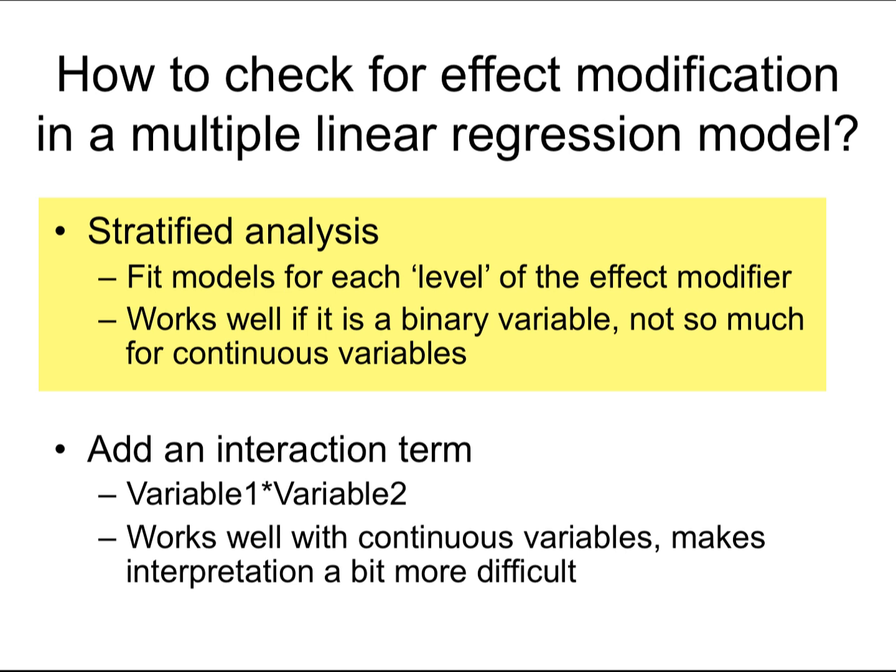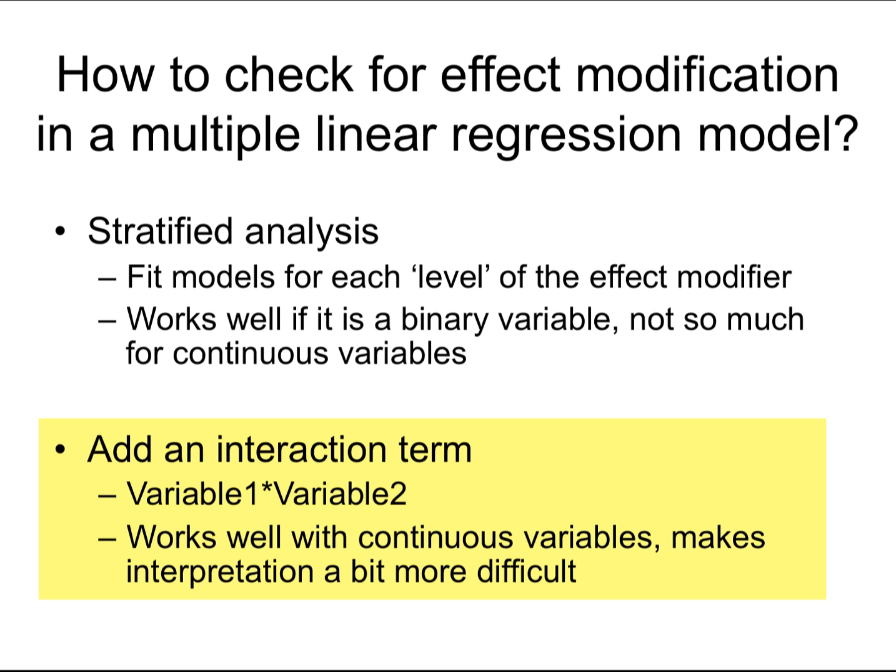So if you're wondering if age was an effect modifier, and you had a sample whose age ranged from 1 to 60 years old, you'd have to fit 60 models. Or you could categorize your continuous variable in some way. The second option is to add an interaction term to your model. This means that in addition to having variable 1 and variable 2 in your model, you also include an interaction term, so variable 1 times variable 2.